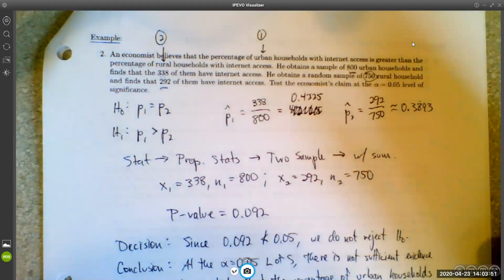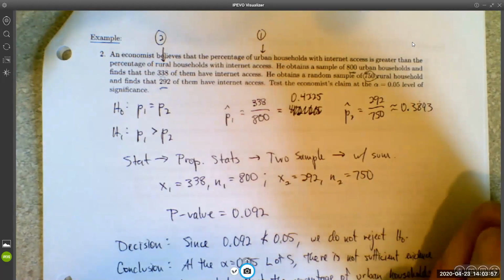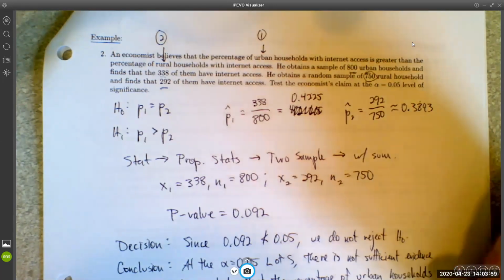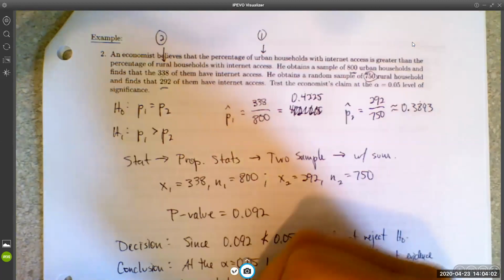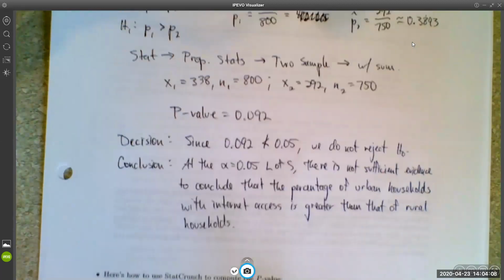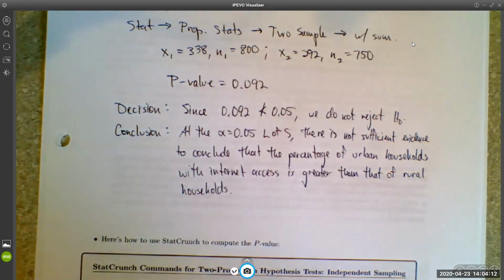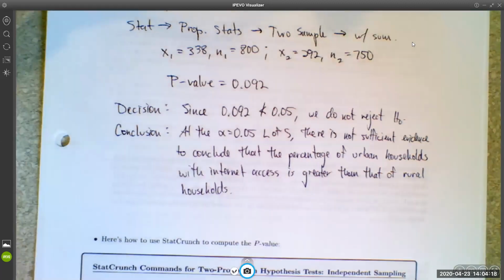I'm going to abbreviate a little bit and say the percentage of urban households with internet access is greater than that of rural households. And that's that, right? So at the 0.05 level of significance, there's not sufficient evidence to conclude that the percentage of urban households with internet access is greater than that of rural households.